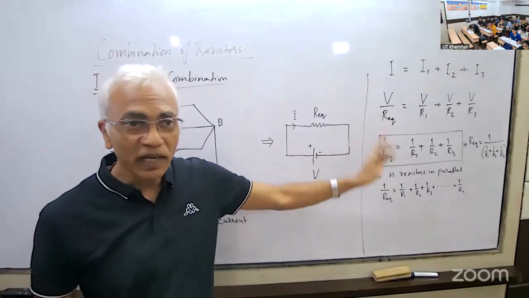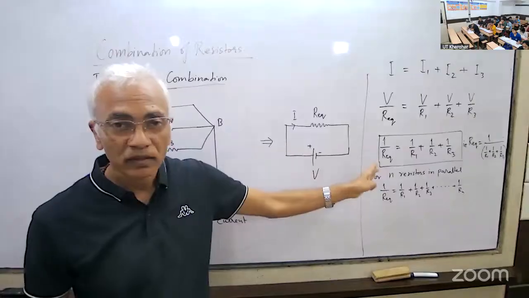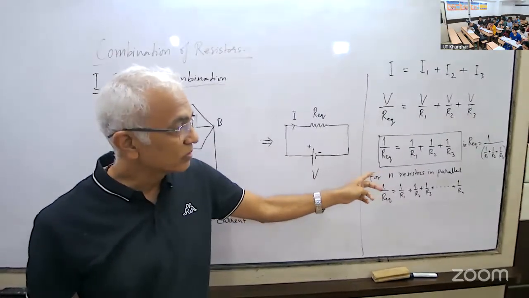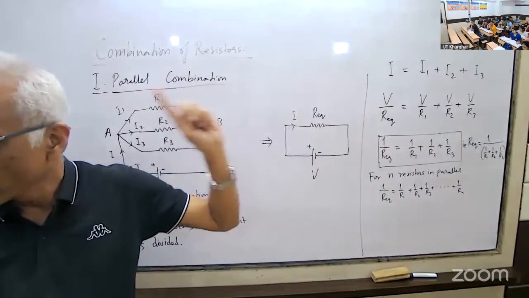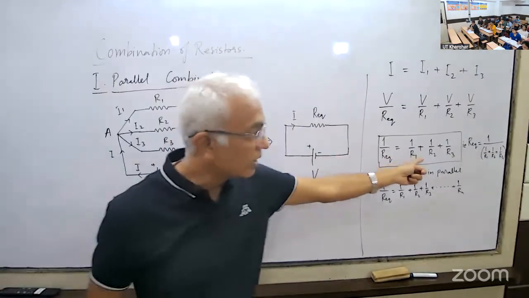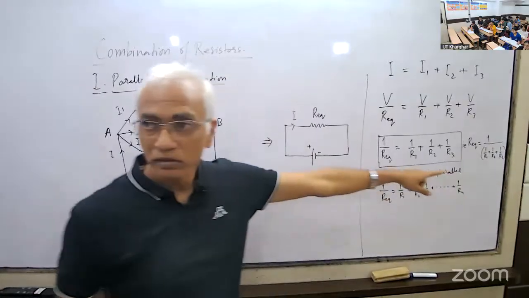Many mistakes, 90% of the mistakes happen here. What is the parallel combination of this? You actually find 1 by R equivalent and combine. Then, of the answer, you take the reciprocal.